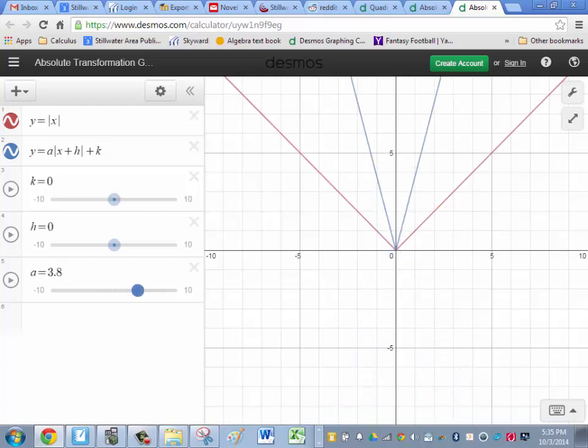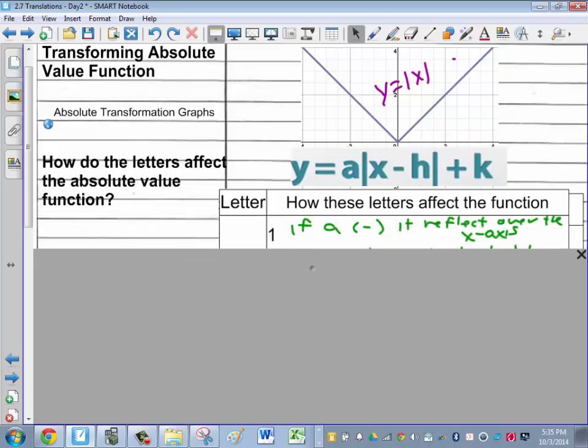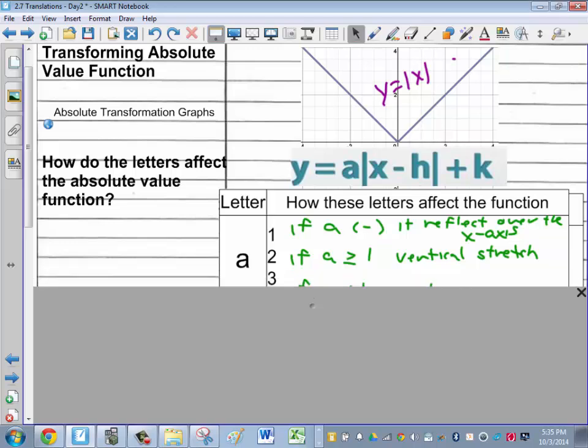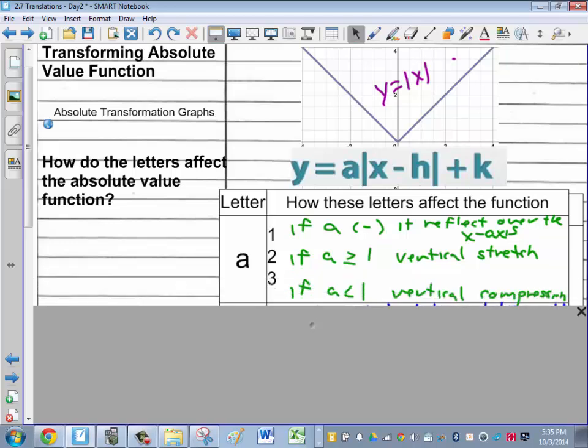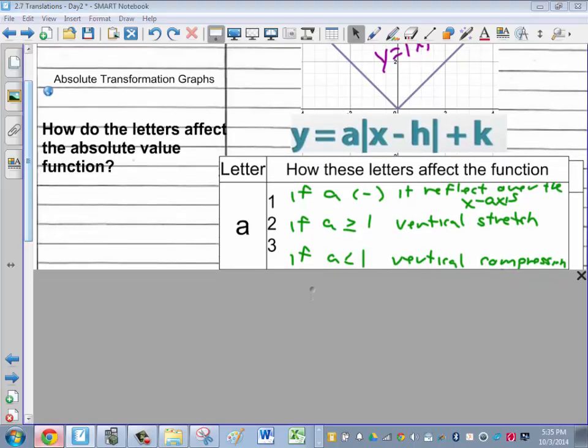So it looks like we have a similar concept for what a does. A does the following three things. If a is negative, it reflects over the x-axis. If the absolute value of a is greater than 1, there's a vertical stretch. And if a is between 0 and 1, there's a vertical compression. Okay. Let's check out what the other values do when we play around with them.